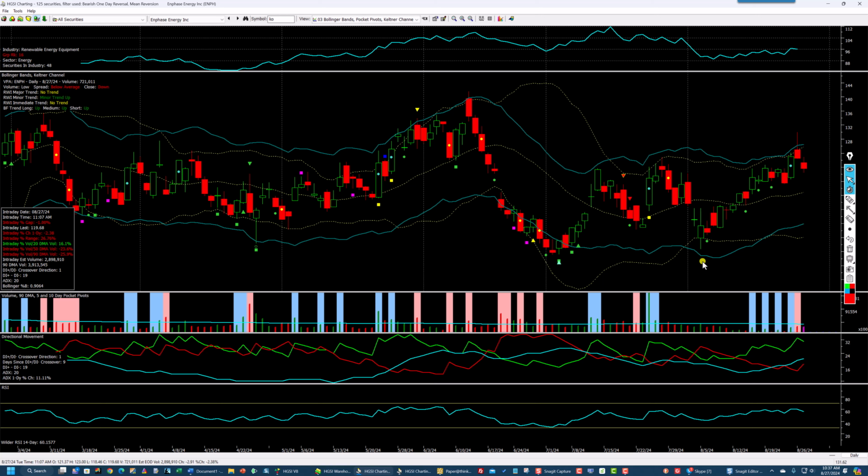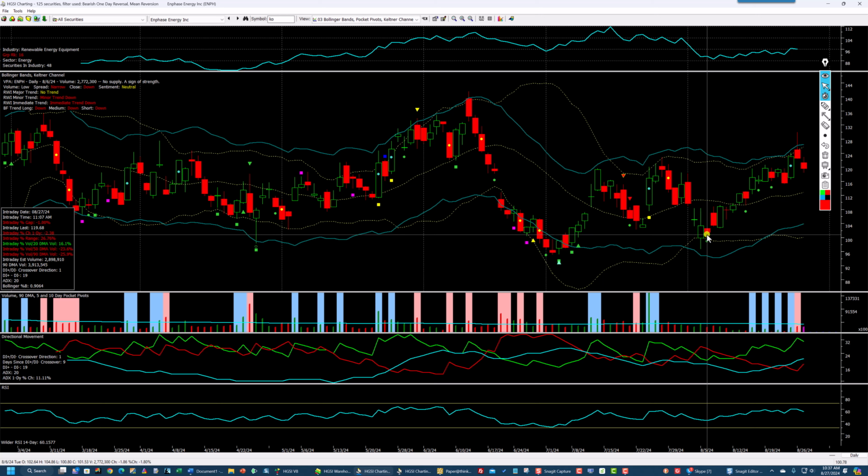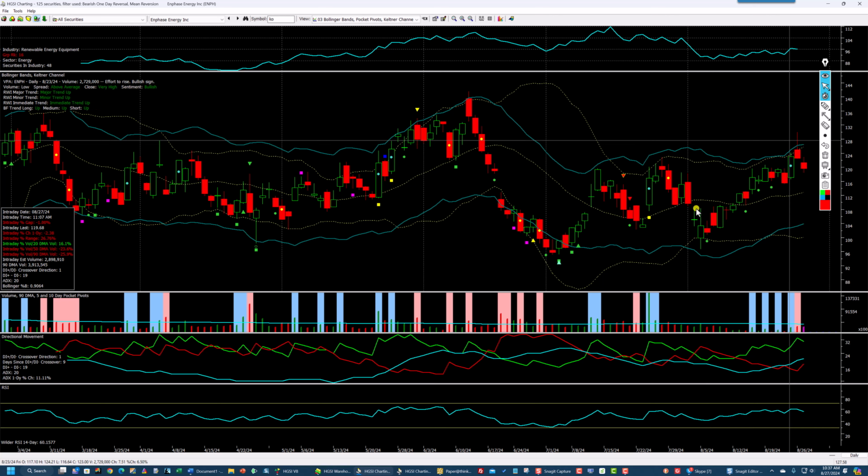You can't wait for everything to line up. And this was a no supply here, and it took off. And the range, if I put my crosshair back on here, it was around $101, and it's got all the way up to $128. So that would have been an excellent trade.